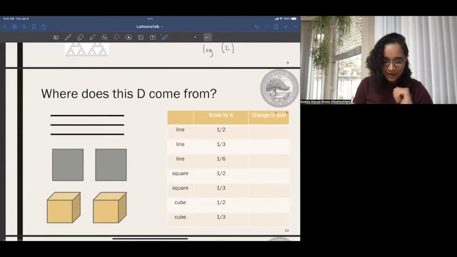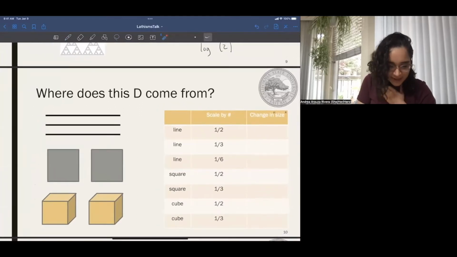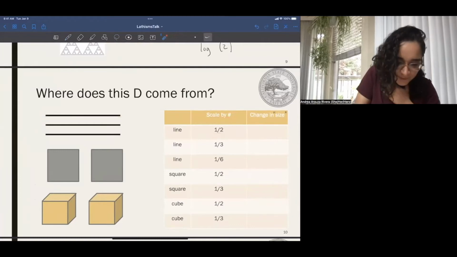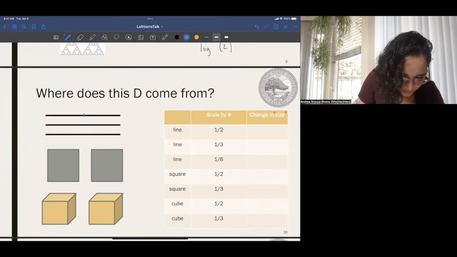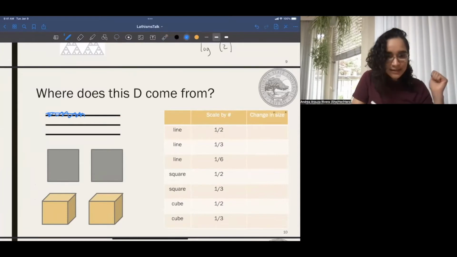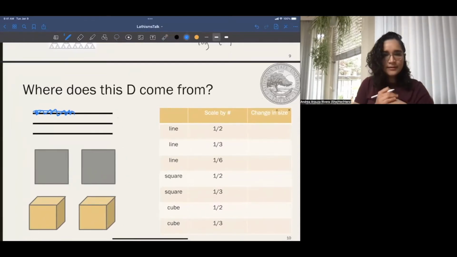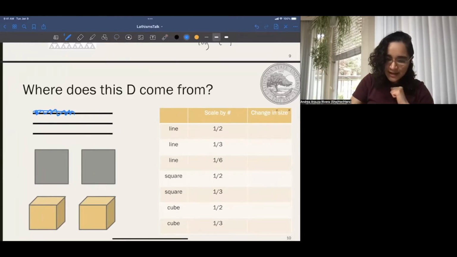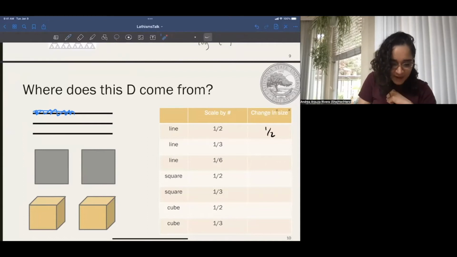So if we take a look at what happens when I take my line segment and I scale it by 1/2. So maybe I scale by 1/2, right? So that would be like this part of the little line segment. Maybe I'll scribble it in so it's a little clearer to see. So when I scale my line segment by 1/2, the change in its size is also 1/2, right? So I get 1/2 the length that I had for the original.